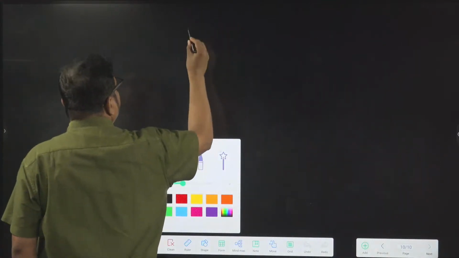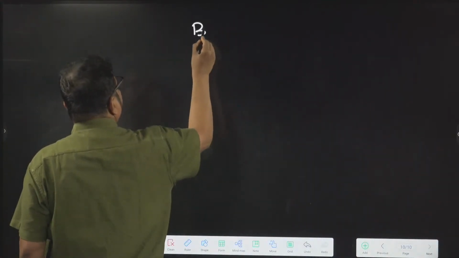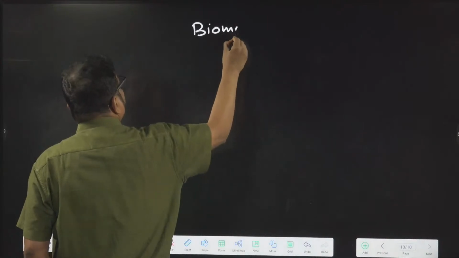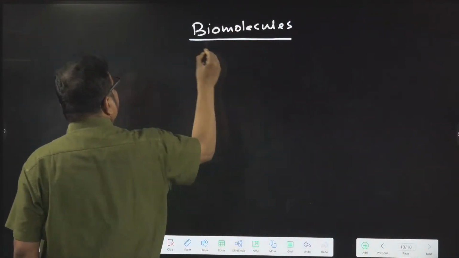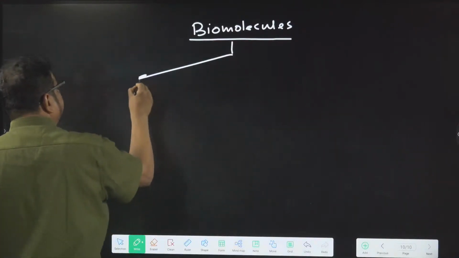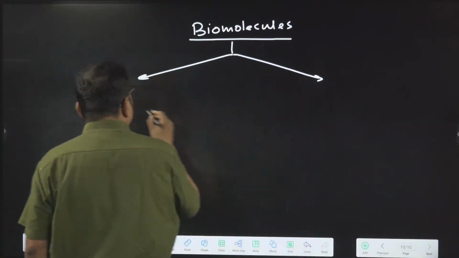Now we are going to deal with the categorization of biomolecules. So biomolecules we categorize into two categories. One is biomicromolecule.